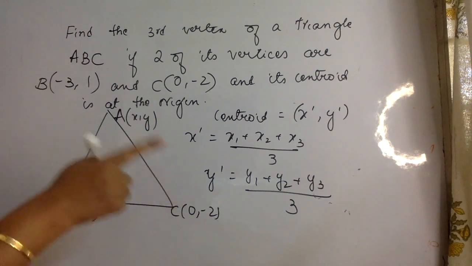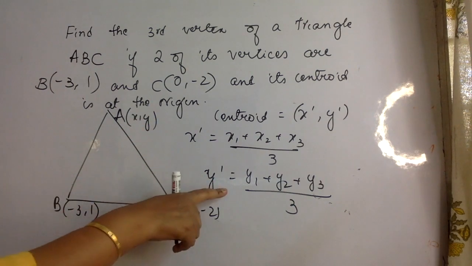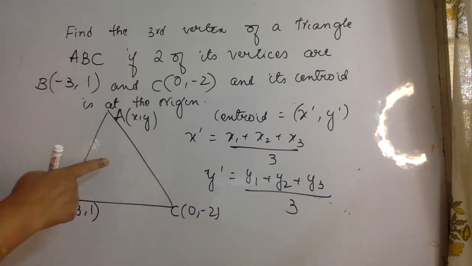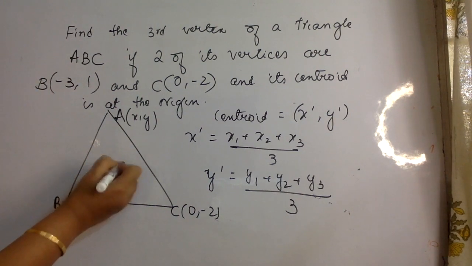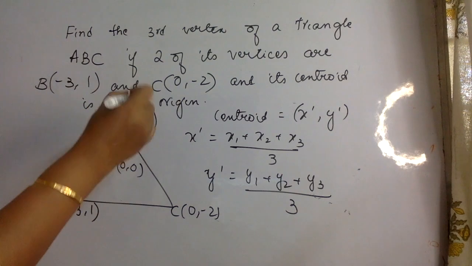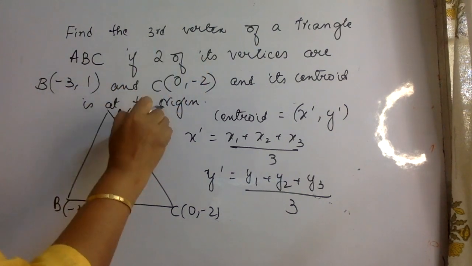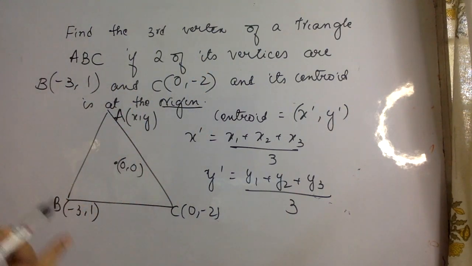So I am going to apply the same formula now, this formula only I am going to apply for this. The origin is supposed to be the centroid for this triangle they have told. Okay, that is the centroid is at the origin. So how do we find it now?